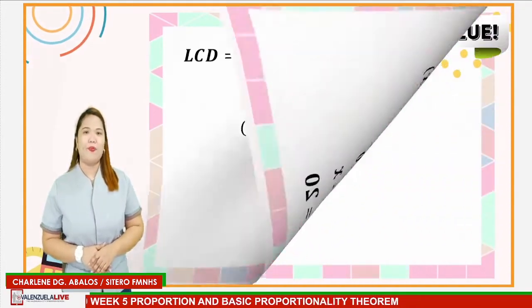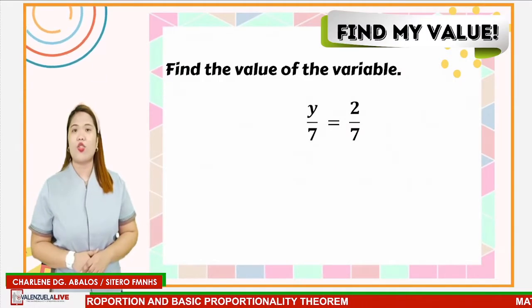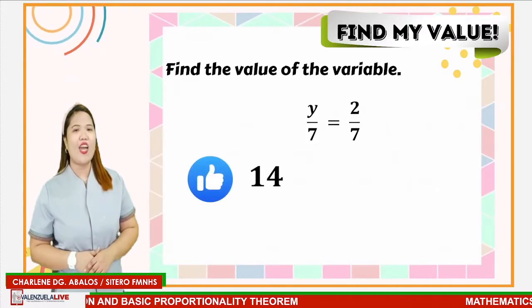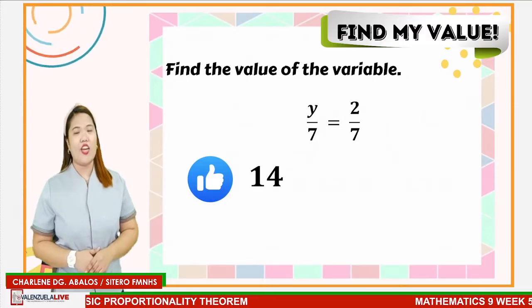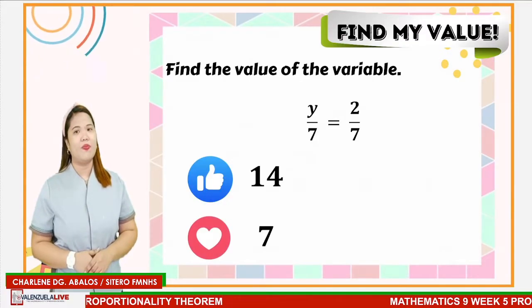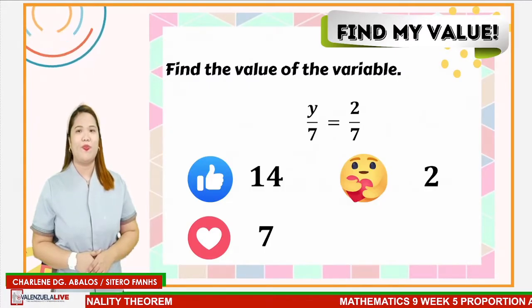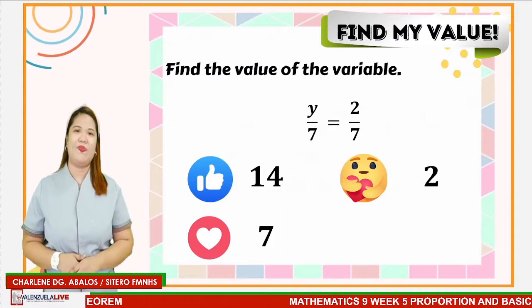Last item. y over 7 equals 2 over 7. Click like reaction if your answer is 14. Heart reaction if your answer is 7. Care reaction if your answer is 2. You have 15 seconds to answer. Go!